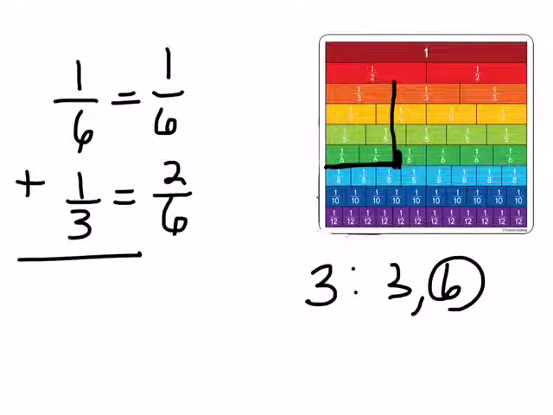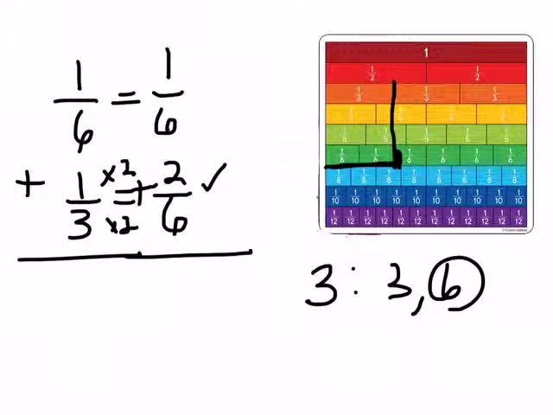I can check that by using multiplication, which is another way to find a common denominator. So 3 times 2 is 6, and I know that to create an equivalent fraction I need to multiply the numerator and the denominator by the same number. So 1 times 2 equals 2. So I know that I am correct. Now I can add up my new equation. 1/6 plus 2/6 is 3/6.